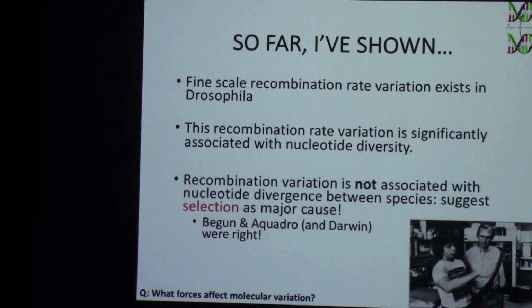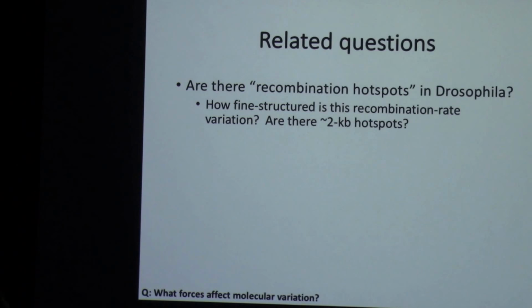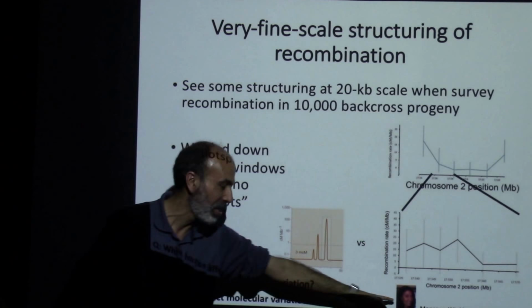The first one is this question about recombination hotspots. So I showed you before some fine structuring, but not at the level of the human hotspot. Now, how fine structured is it in Drosophila species? What we find is that we worked all the way down to 5 kb windows, and my poor lab manager, Brenda Manzano-Winkler, we had to do a ton of genotyping for this.